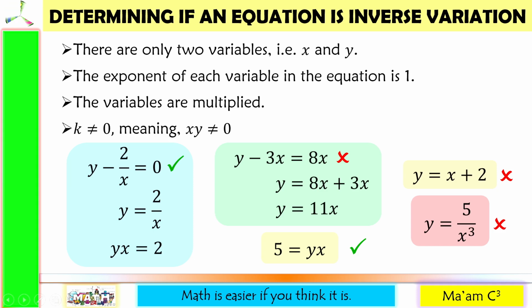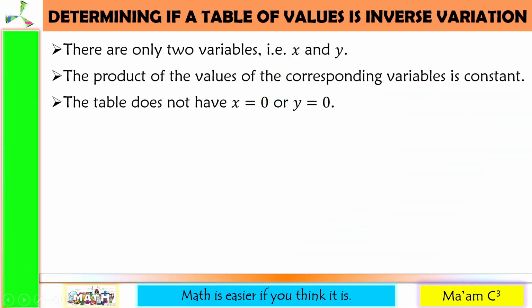Now, how do we determine if a table of values is inverse variation? Remember these three. Again, there are only two variables, let us say x and y. The product of the values of the corresponding variables should be constant, and the table does not have x equals 0 or y equals 0.